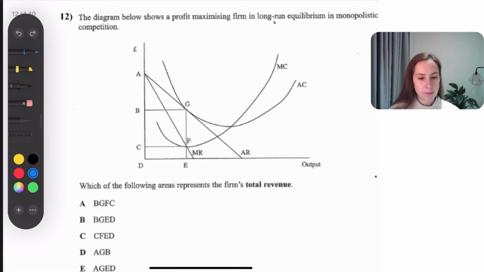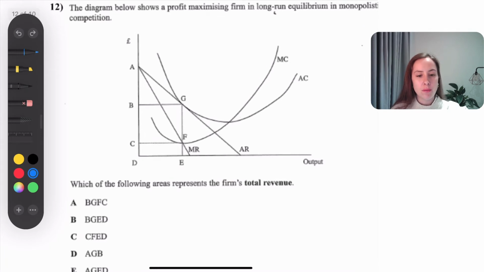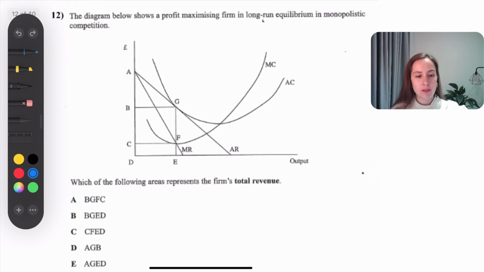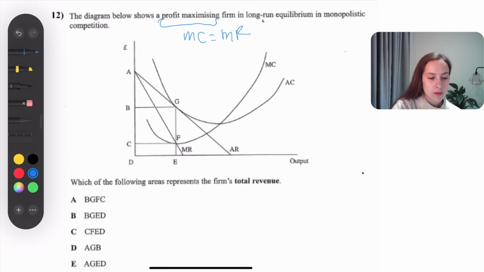Sorry, I didn't say. Okay, this next one is about monopolistic competition. You might not know what that is yet, but it doesn't really matter. You can still answer the question because you know this company is profit maximizing. And if they're profit maximizing, they are going to be producing where MR equals MC. So that will be producing at E.